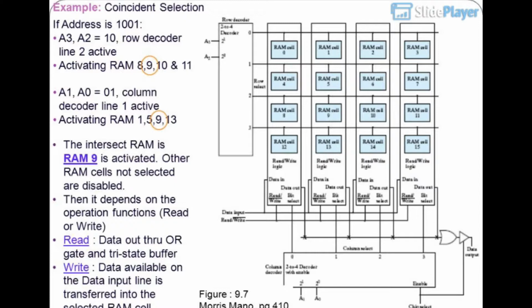Then it depends on the operation function, read or write. Read: data goes out through the OR gate and tri-state buffer. Write: data available on the data input line is transferred into the selected RAM cell. Figure 9.7, Morris-Mano, page 410.